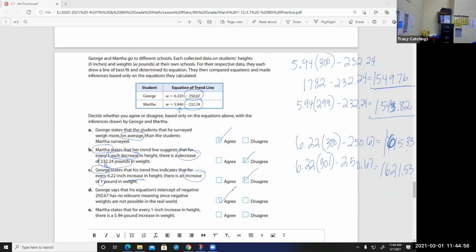But anywho. So then E says, Martha says that for every 1 inch increase in height, there's a 5.94 increase in weight. That was Martha. Increase. So if we went from 1,543 to 1,549, we'd say that was about 5.94 increase. Yep. Any questions about it?